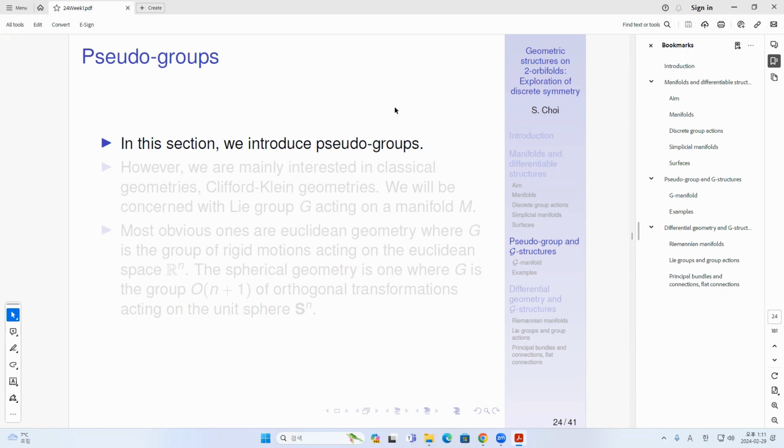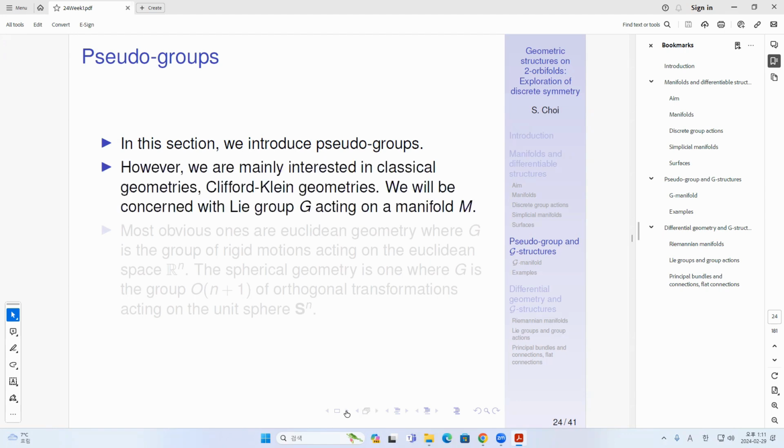Okay, so we now begin with the pseudogroups. We introduced what the pseudogroup is. These are sort of elementary definitions of pseudogroups. We mostly concern ourselves with the classical geometries like Cartan-Klein geometry. This will be concerned with a Lie group acting on a manifold M.